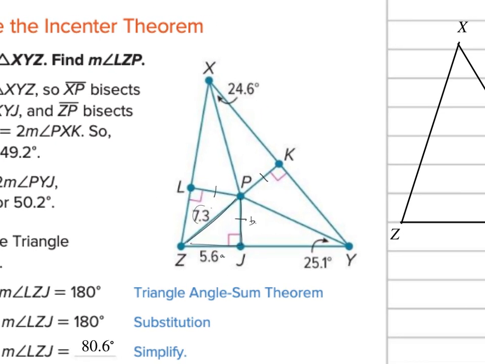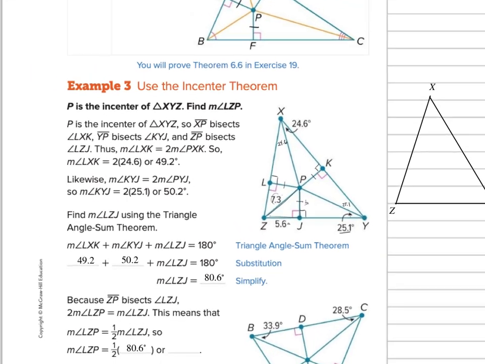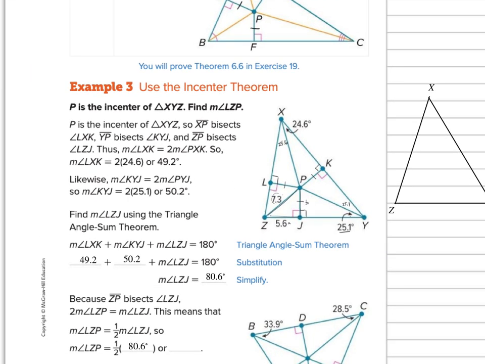Other things that we know: if this angle is 25.1, this angle is 25.1, this angle is 24.6. We know, of course, all of these things are right angles right here. And then using the angle sum theorem, if we know what this whole angle is worth, we can calculate this whole angle and then divide it by 2 to find out the little angles. And that's what they did.